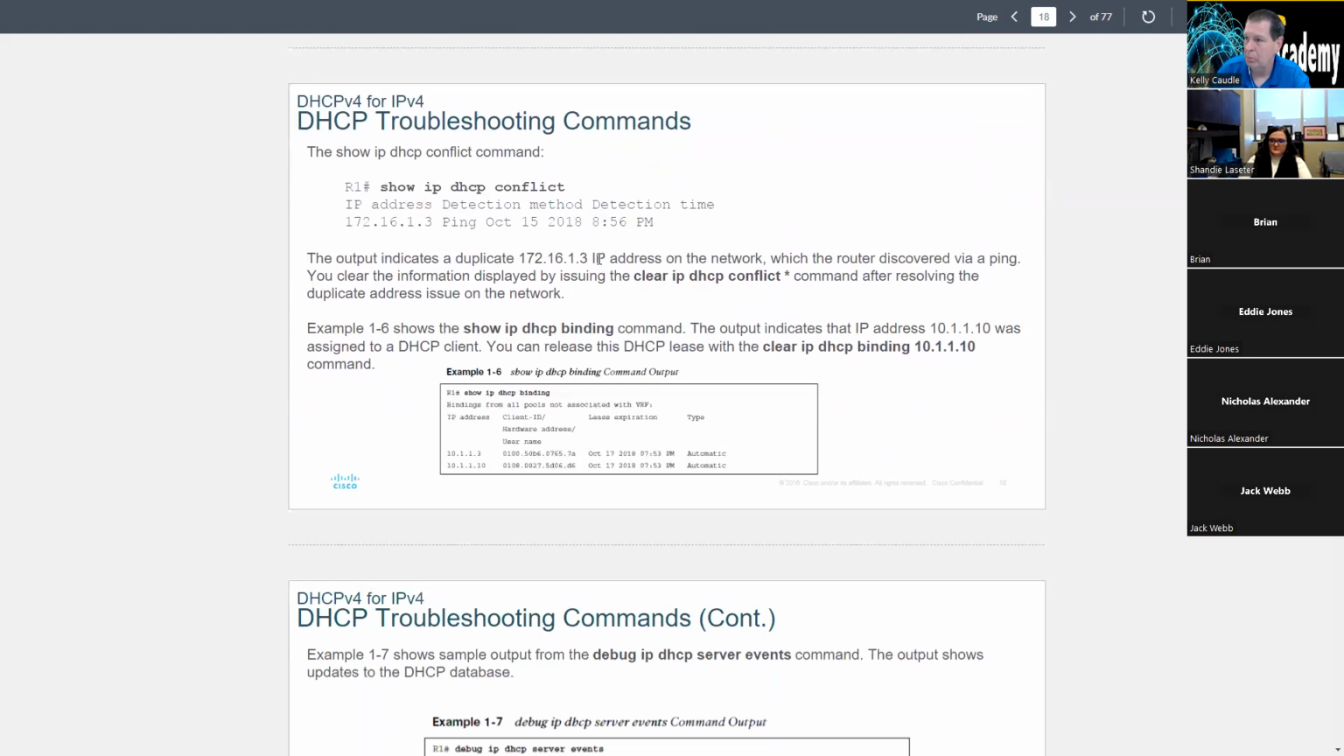Here's a couple of troubleshooting commands. I don't use this one very often, but it's a good one: show ip dhcp conflict. So if there happens to be a duplicate, it could tell you that it's seeing a duplicate.